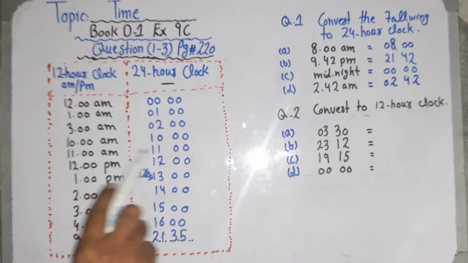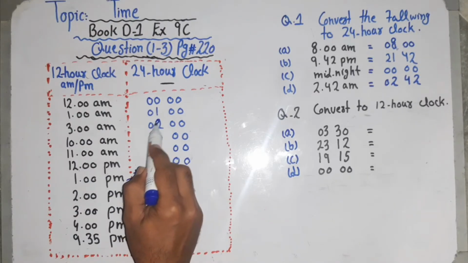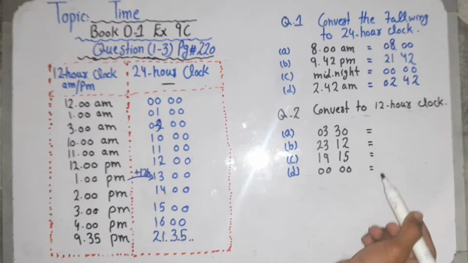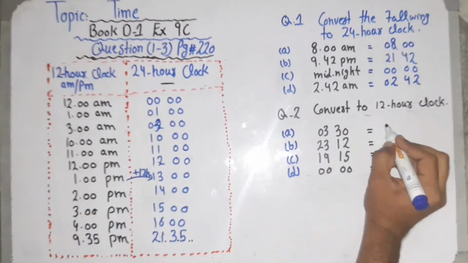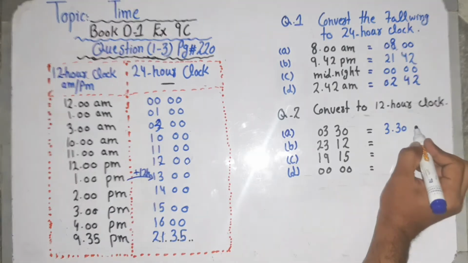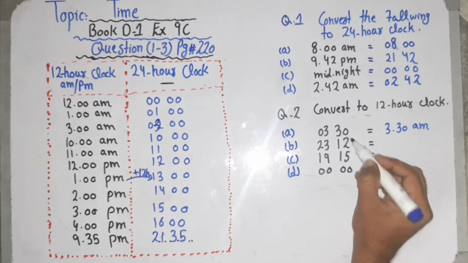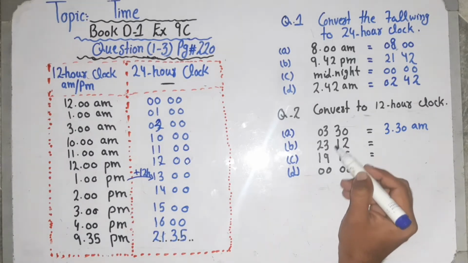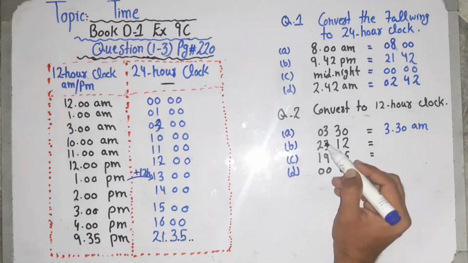Here is 12, 12, 11, 11, 10, 10, 2, 2. It is 3. Sorry, 3. Okay, so here we have the same time. So the time on the 12-hour clock will be 3:30 AM. And after 12 in the 24-hour clock, there is a difference of 12 hours.